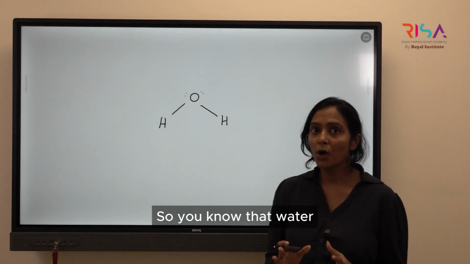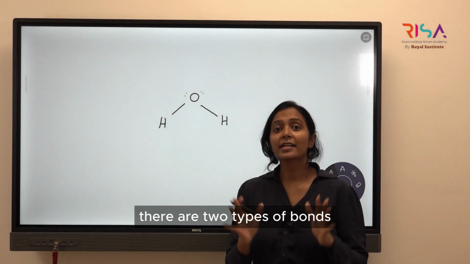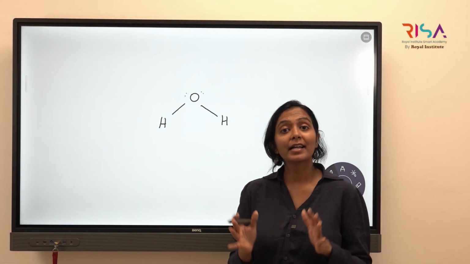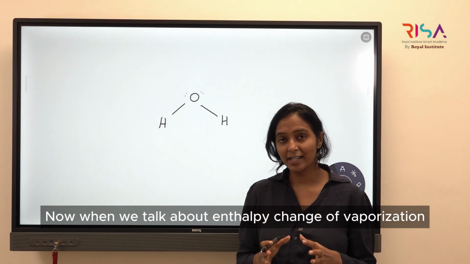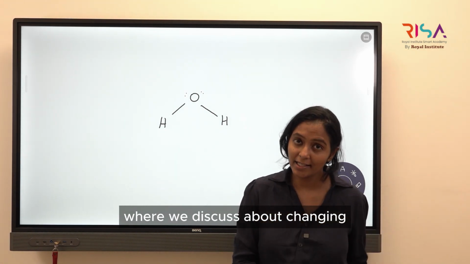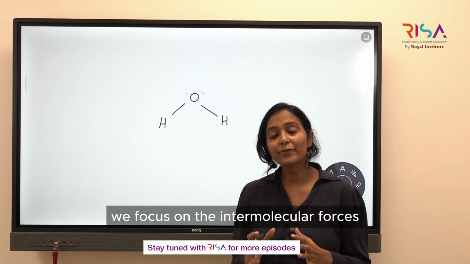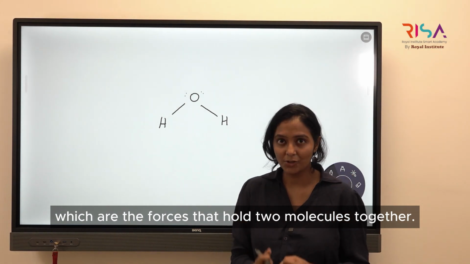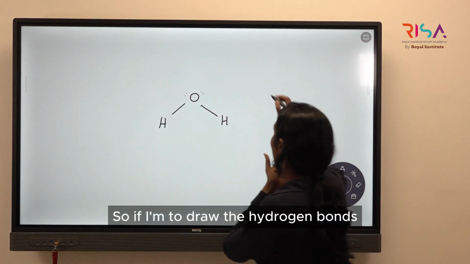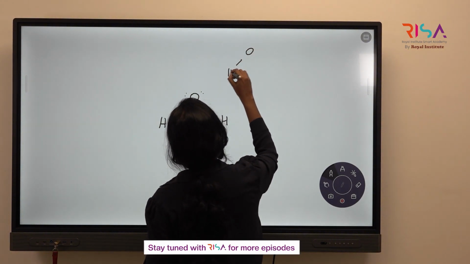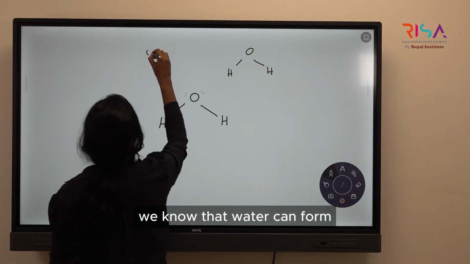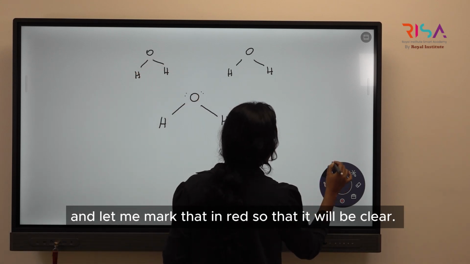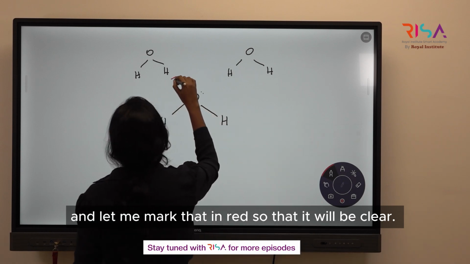let's take water as an example. There are 2 types of forces, which are the intra and the intermolecular forces. Now, when we talk about enthalpy change of vaporization, where we discuss changing the liquid water into vapor, we focus on the intermolecular forces, which are the forces that hold 2 molecules together. So if I am to draw the hydrogen bonds, we know that each molecule of water can form 2 hydrogen bonds, and let me mark that in red so that it will be clear.